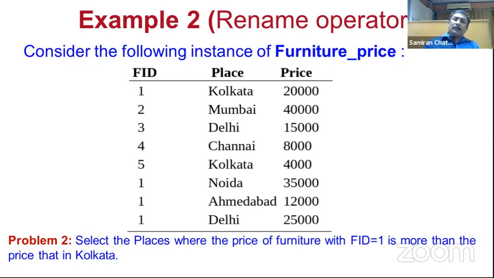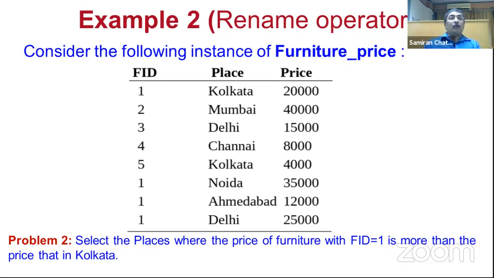I could easily do that if I do a cross product of this table with this table itself. And then select only those FIDs which are 1 and the ones where the price of the right table is more than the price in the left table for Kolkata. If you do that. But the first point is I need to multiply the same table with itself. How do I do that?